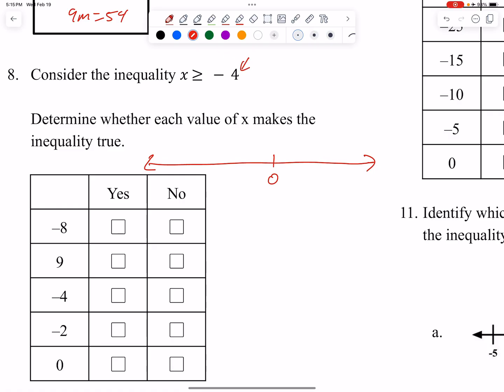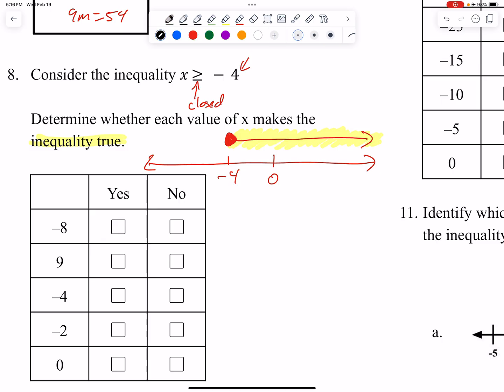So my boundary point is -4. So boom, I'm just going to put it on the negative side. I don't care where, just in the negative. And that means it is a closed boundary point. So I got to count the -4 because of the equal sign. And it goes towards the right. So that means that all the values right here are going to make the statement true. So all we got to do is check each number.